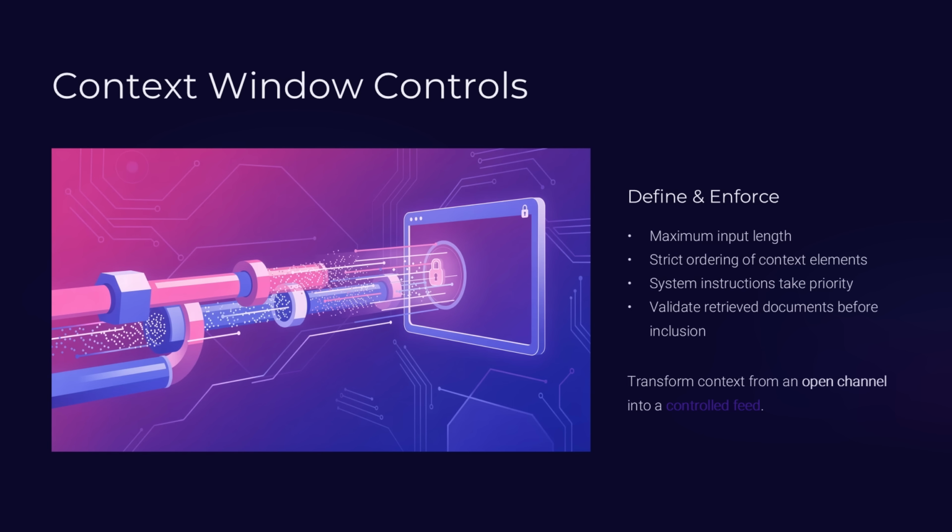Large language models operate within a context window that combines system prompts, retrieved data, and user input. If you allow unlimited or poorly structured context, you increase exposure to manipulation. Context window control means limiting what information enters the reasoning space. You must define maximum input length, strict ordering of context elements, priority of system instructions over user input, validation of retrieved documents before inclusion.